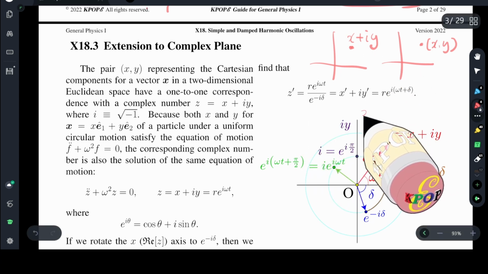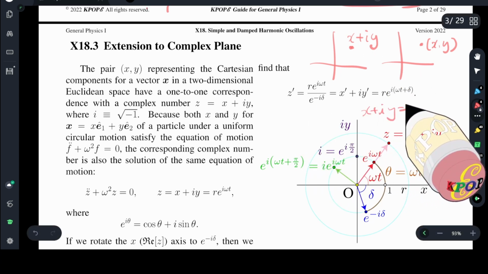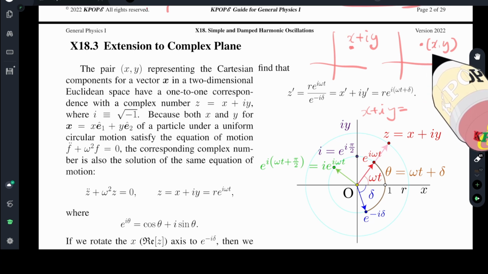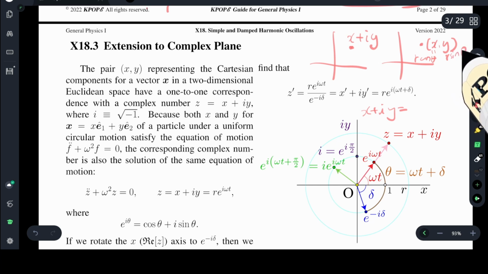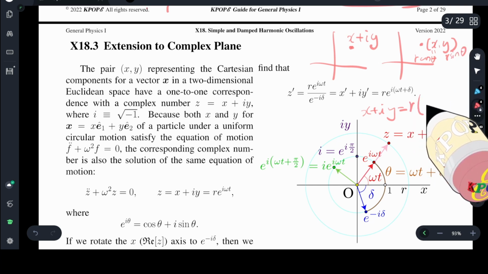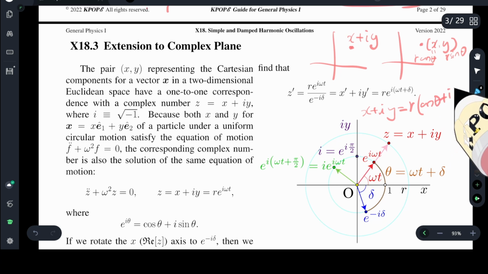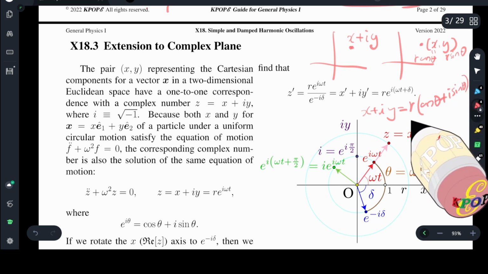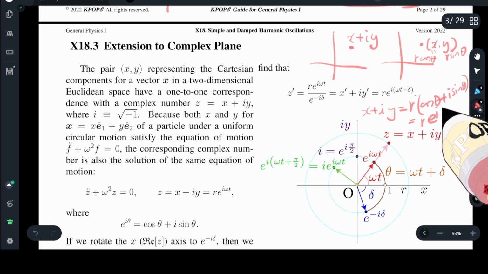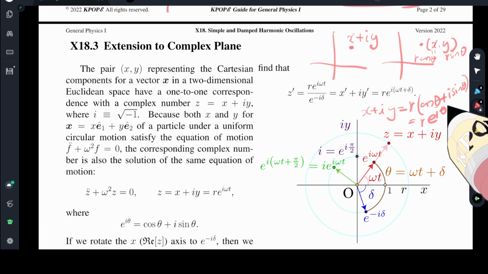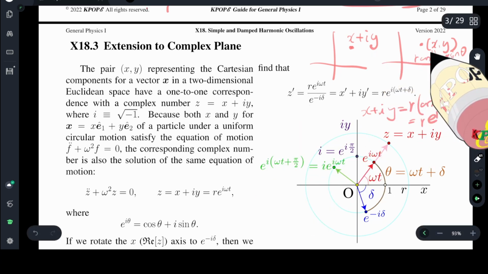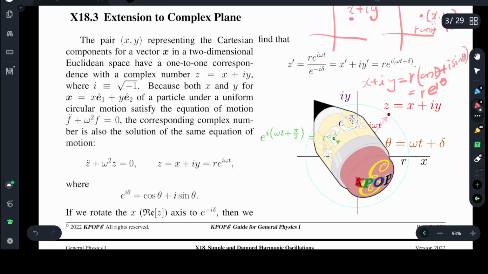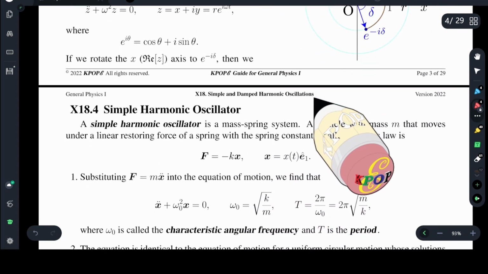And x plus iy, because we can make use of polar coordinates, is r cosine theta plus i r sine theta. Using this, it becomes r times cosine theta plus i sine theta. And we have seen it is e to the i theta. So algebra becomes quite simple. And these two-dimensional Euclidean space and complex plane are identical geometrically.